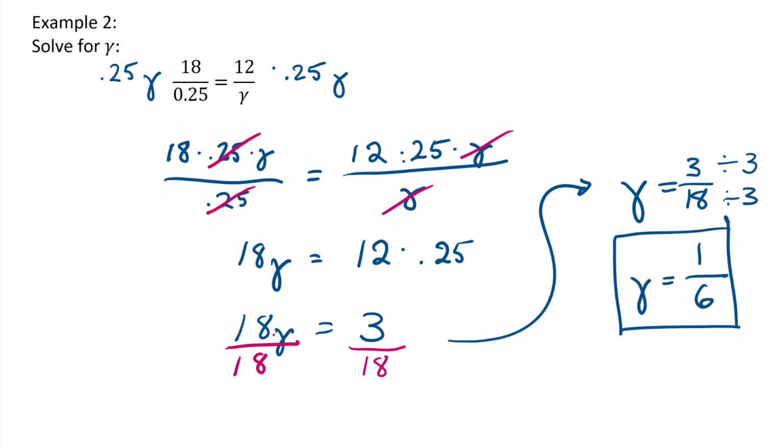We could also write this as a decimal. If we did that, it would be gamma is equal to 0.16, and the 6 repeats forever, so we put a little bar over it to indicate that.